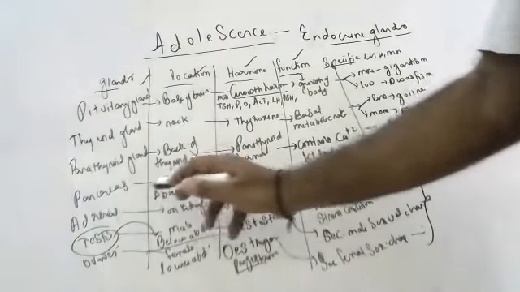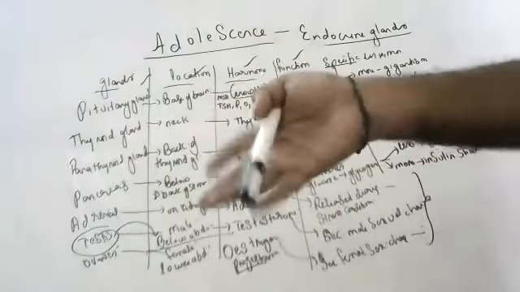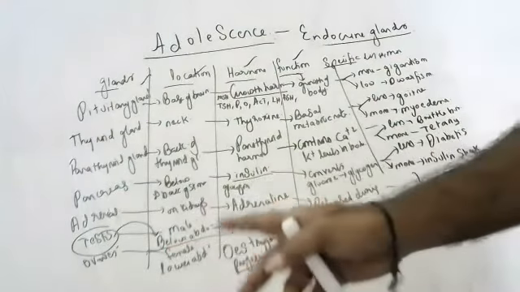Where is the pancreas present? Below and back of the stomach. It secretes insulin. It converts excess glucose in our body to glycogen.